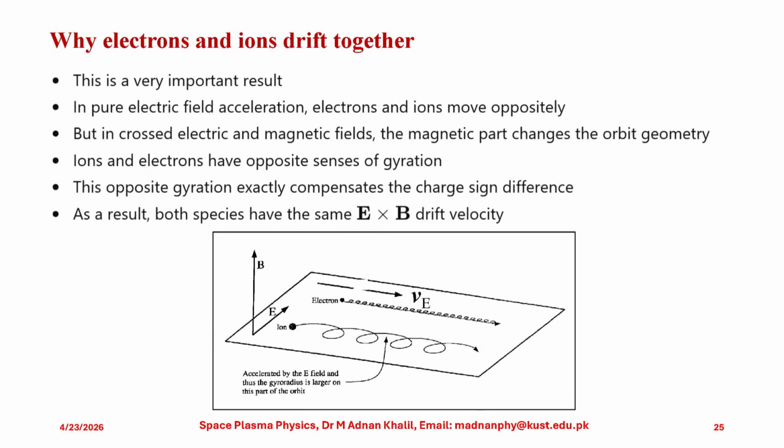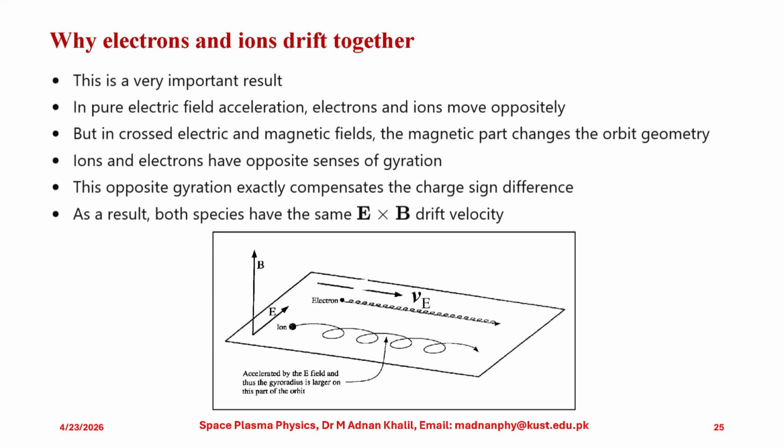One of the most remarkable features of the E cross B drift is that electrons and ions drift together. This may seem surprising at first, because electrons and ions have opposite charges. In a pure electric field, they would accelerate in opposite directions. But in crossed electric and magnetic fields, the geometry of the Larmor motion changes the result.